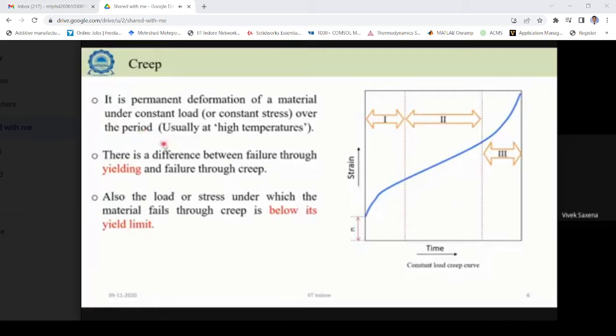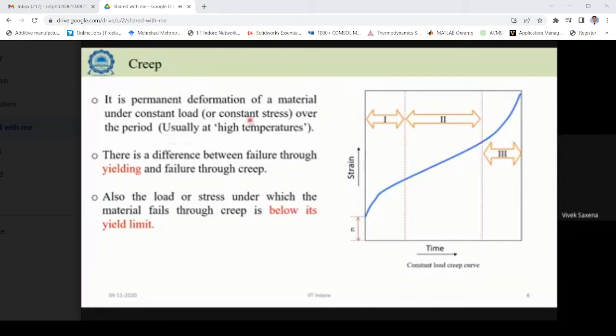And one of the other important things is that the creep failure is very different from yielding, because in case of creep, the material may fail with a stress value which is much lower than its yielding stress value, but the time taken to fail through the creep is very high. But in case of yielding failure, that doesn't happen. Yielding, I would say, for any material, if I increase the load or increase the stress, the material can fail instantly.